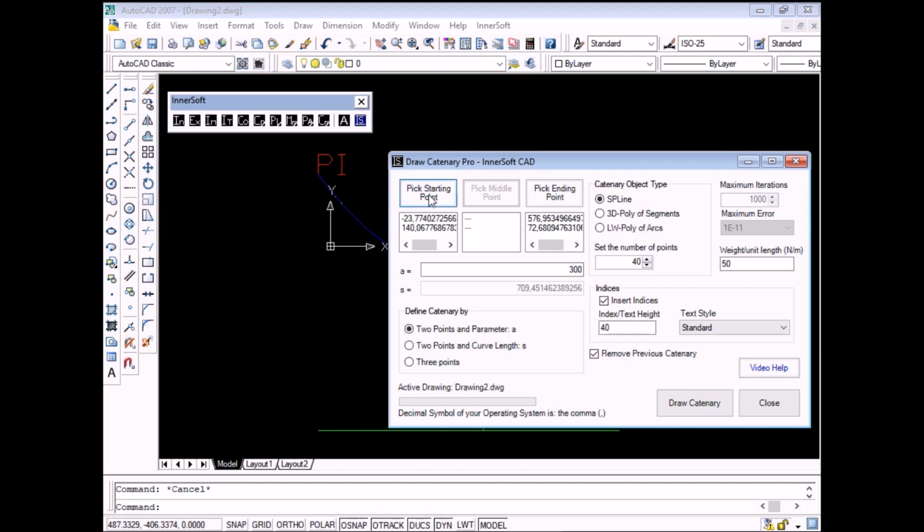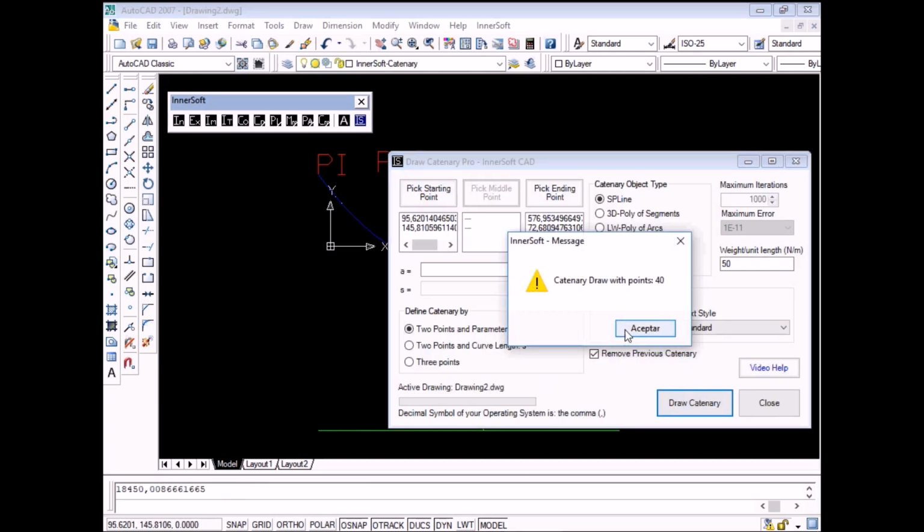At any time we can change some of the values that define the catenary and redraw it.